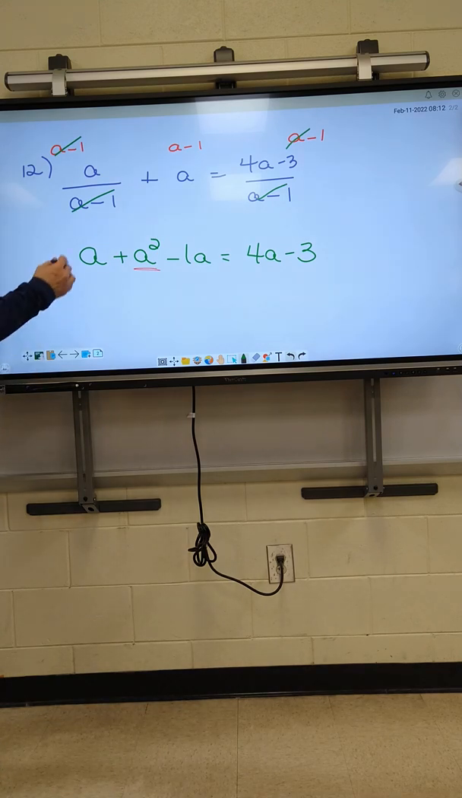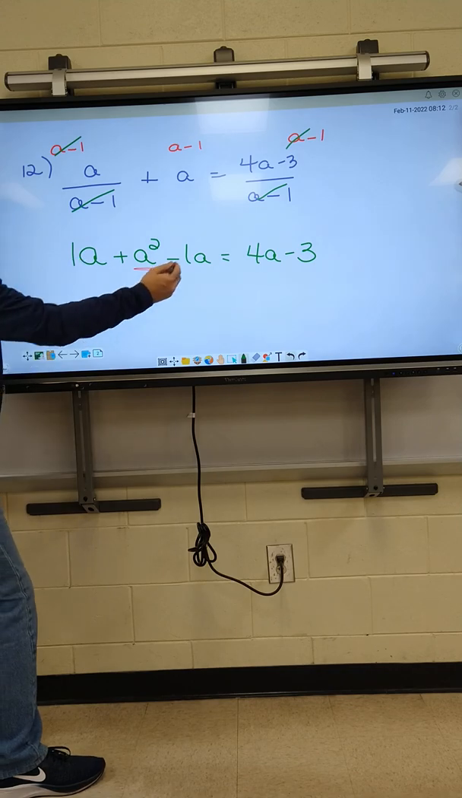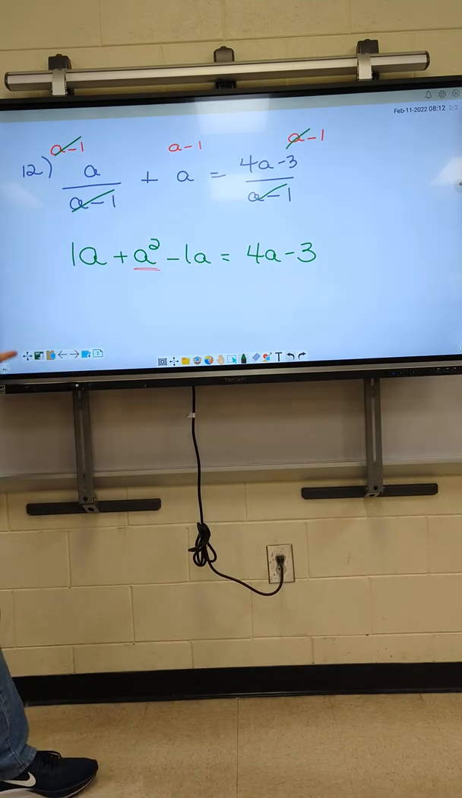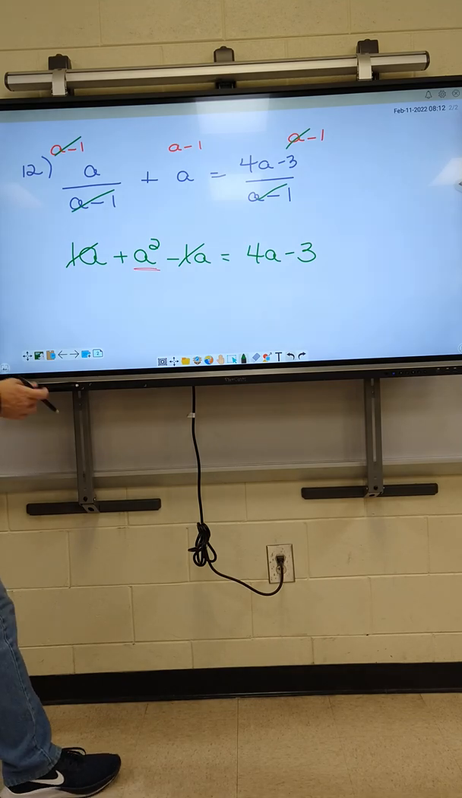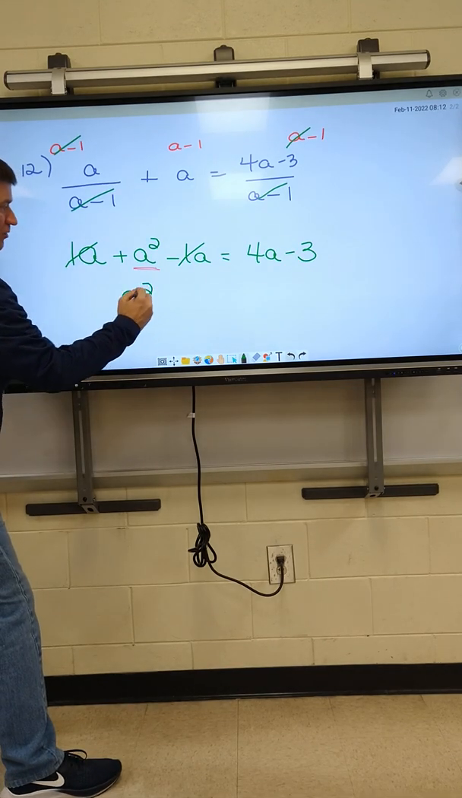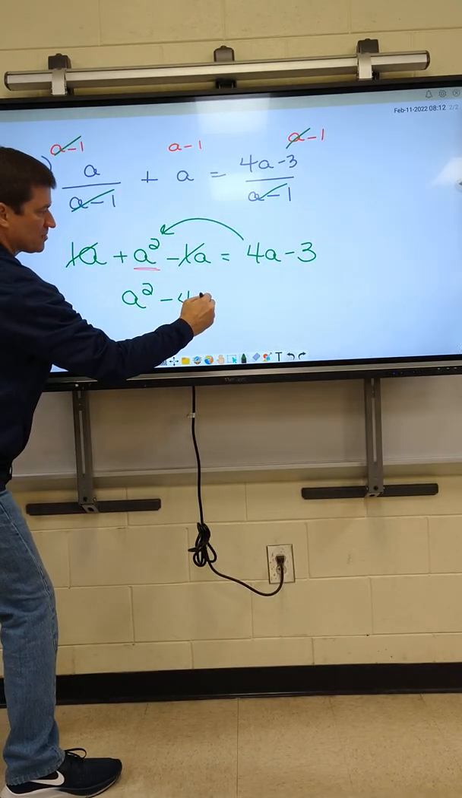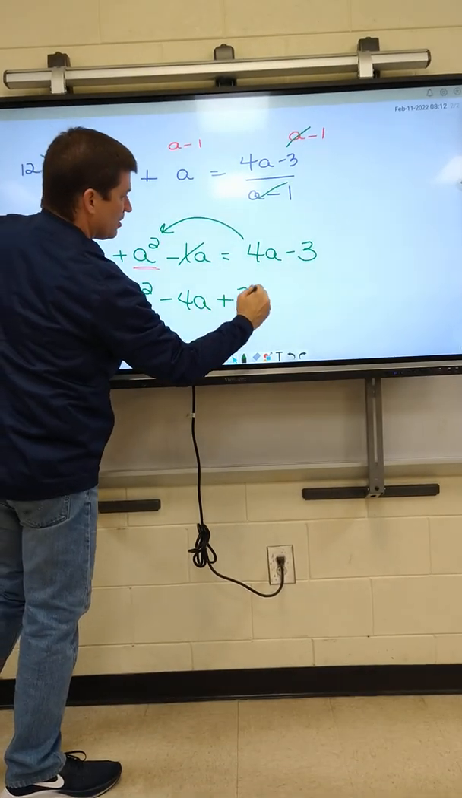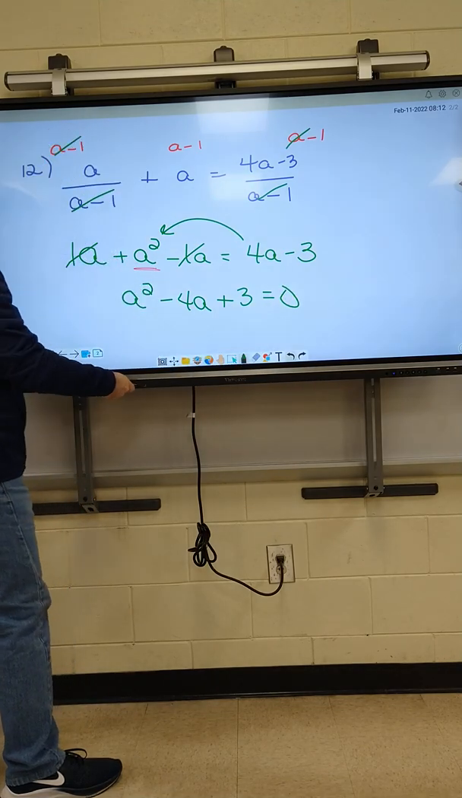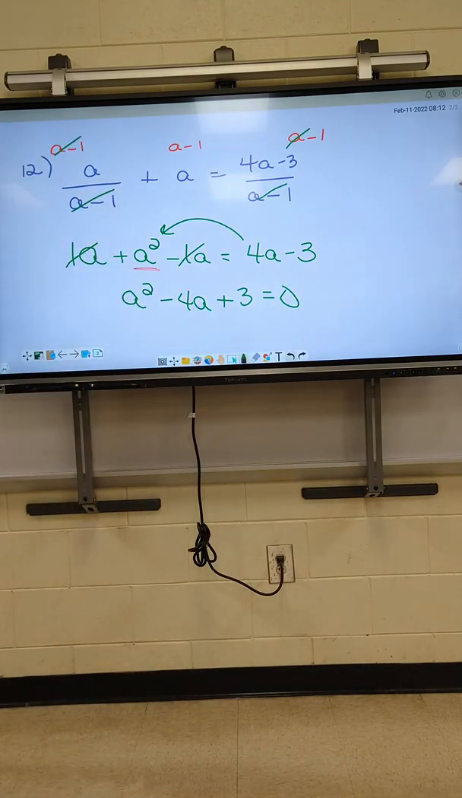All right, now look at this. I got 1a here minus 1a there. What's going to happen when I combine those? They cancel, right? So I'm going to bring down a squared on the left side. Move 4a over. That makes it minus 4a plus 3. Now, factor or do the quadratic formula to find the answer.